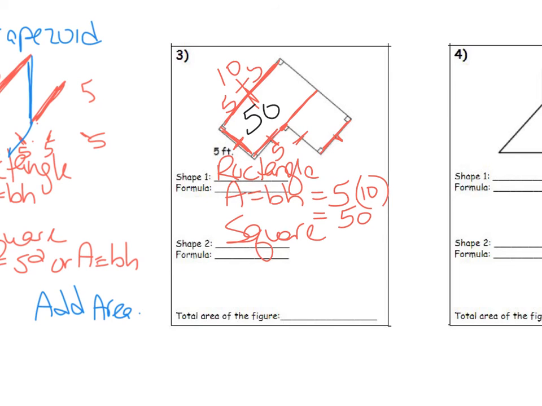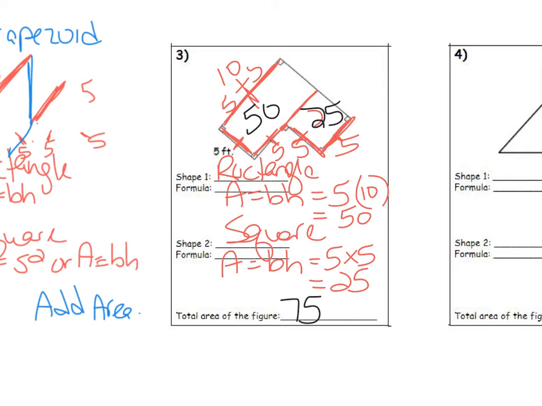The square, you do the same thing. You're still finding area. You use base and height. So the base is 5. The height is 5. So that's going to give you 5 times 5, and 5 times 5 is 25. So this is going to be 25. So 50 plus 25 will give you 75. And that's going to be square feet. And that is the area of my composite figure.